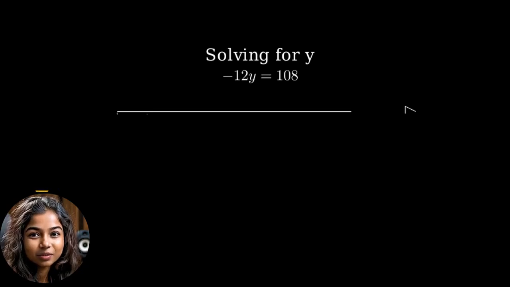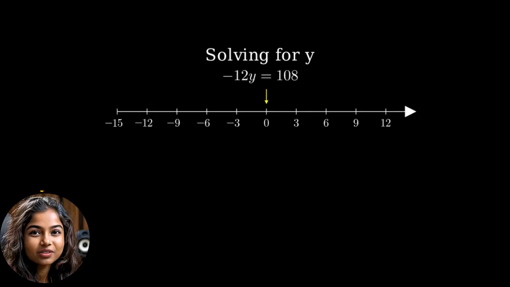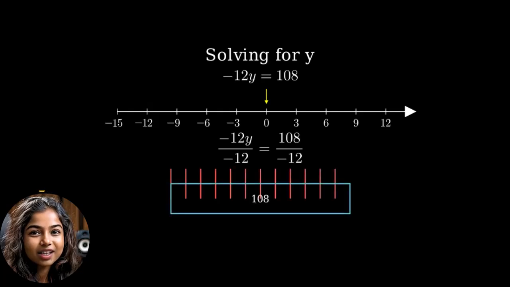Let's solve the equation negative 12y equals 108. To solve this equation, we need to isolate y. Remember, the goal when solving equations is to get the variable by itself on one side of the equals sign. To solve for y, we need to divide both sides by negative 12. This is because multiplying or dividing both sides of an equation by the same non-zero number maintains the equality.